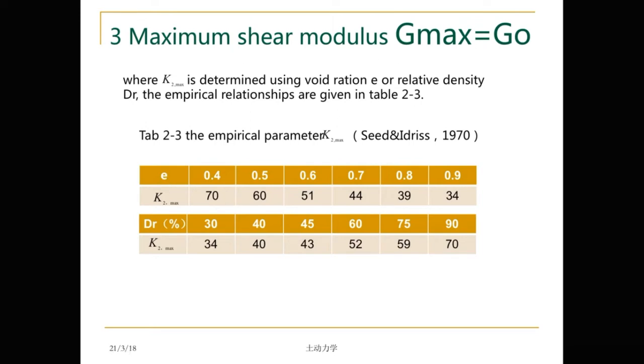Dr is equal to E max minus current value E, divided by E max minus E minimum. E max is the maximum value of water ratio of one kind of soil, and the E minimum is the minimum value of water ratio of the soil.